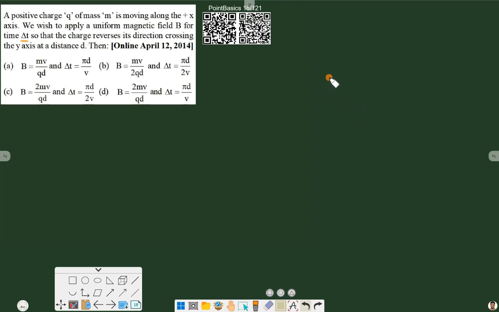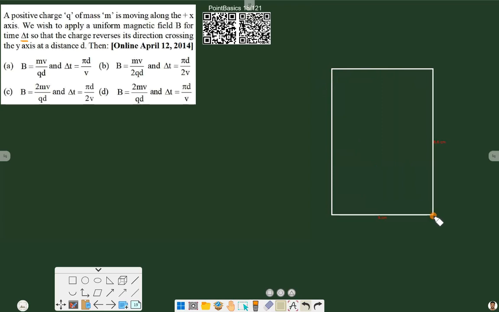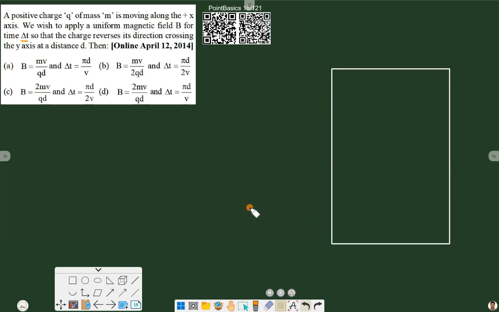So it is mentioned that we have a region or space where a magnetic field is applied, and a charged particle is entering inside it. The charged particle takes a half rotation and comes back with velocity in the opposite direction.